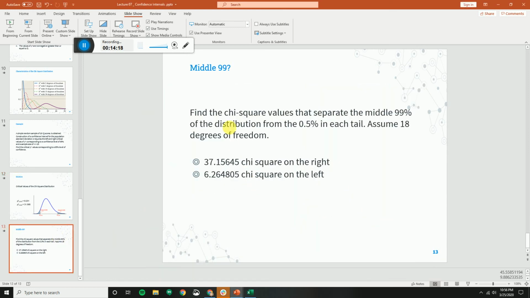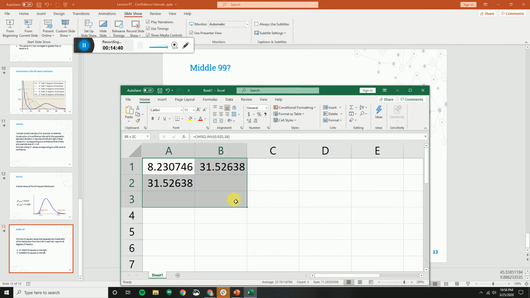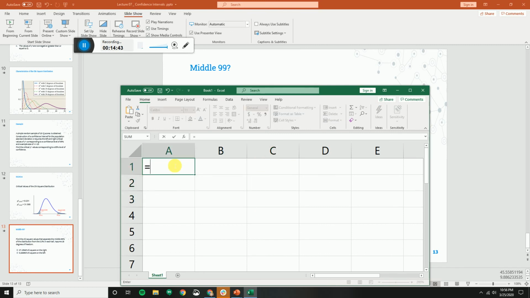So let's try that one more time. Find the chi-square values that separate the middle 99% of the distribution from the 0.5% in each tail. So if 99% of the graph is in the middle, that means 1% of the graph is left over for the two tails on either side, which means that only 0.5% is in either side. So these are the two values we should be able to find using Excel. Go ahead and clear out these values. Equals chi-squared inverse, because they've given me a percentage, and 0.99 is in the middle, so that means 0.005, 0.5%, is on the left-hand side.